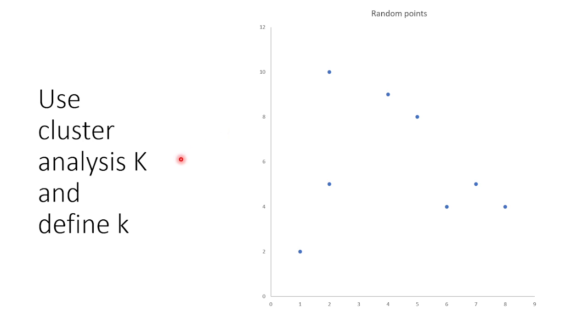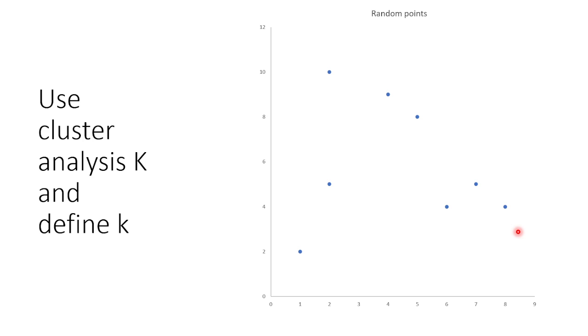You can see random points on the x and y axis. There are 1, 2, 3, 4, 5, 6, 7, 8 random points. These 8 random points we need to form into clusters. We don't know how many clusters it can fall into. It may fall in 8 clusters, it may fall in 7, 6, we don't know. So how to define that?